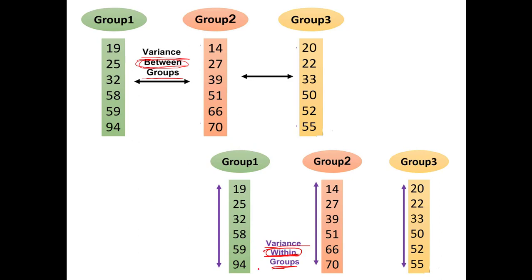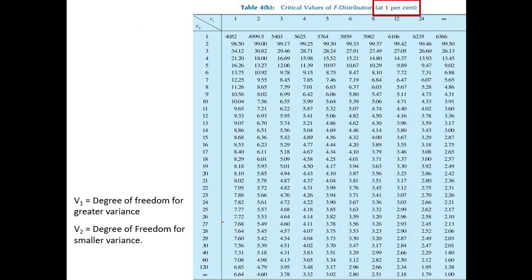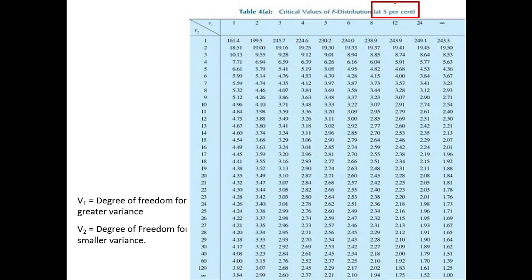So between variance means between the samples, and within variance means within a sample. So this is the F distribution table. As I told you, ANOVA uses the F distribution. Here we have two tables for the F distribution. The first one is for the 1% level of significance and the other is for the 5% level of significance.